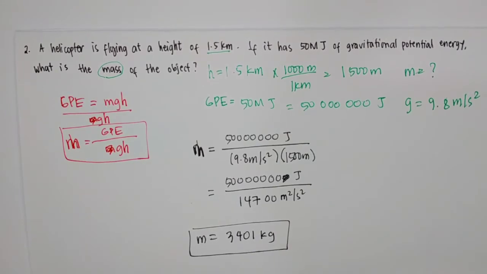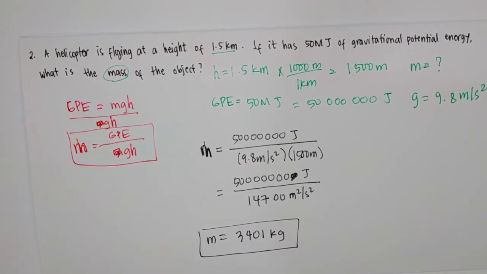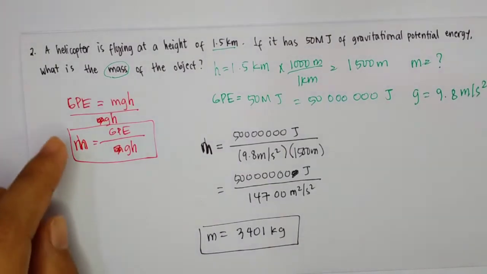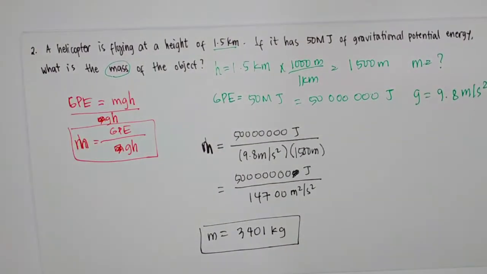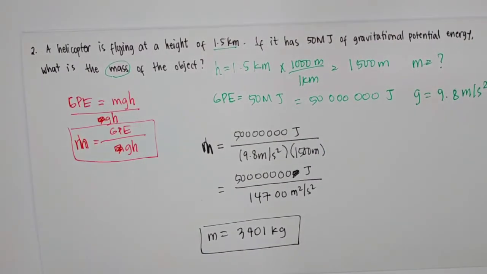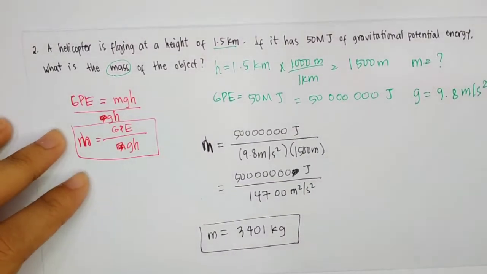Again, let's just derive the formula. Our formula is GPE is equal to mgh. We divide both sides by gravity and height since we are looking for the mass. Let's proceed to the next example.